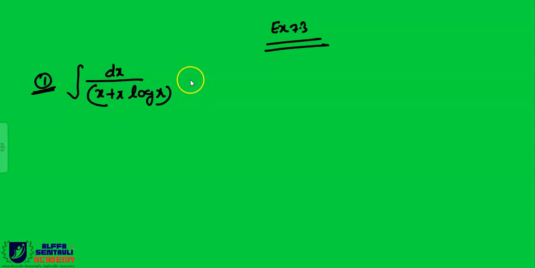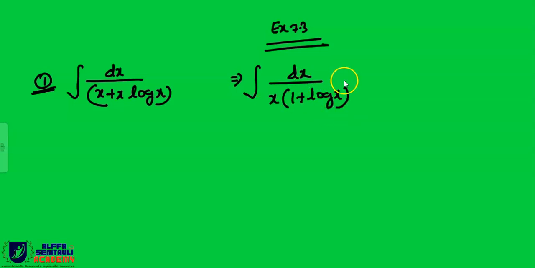I guess this is easy. How will you solve it? You can take x common here and then make a substitution. So you have to solve for only one step. Let us take x common, so you are left with 1 plus log x. Now you can assume this 1 plus log x as t, so that x and x will get cancelled out and you are left with 1 plus t.